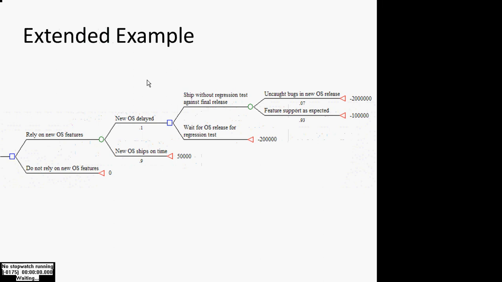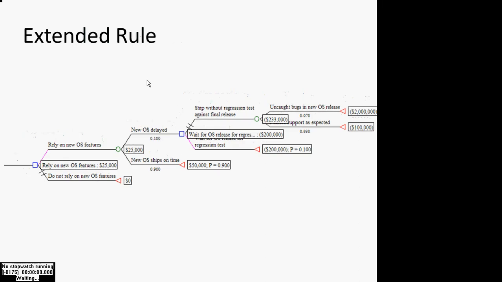This involves some risk, because if there's uncaught bugs in the new OS release, in other words, if we haven't done the testing against the very final release of the software, we may be caught in a bad situation. Otherwise, if the feature support is as expected, there's no surprises in the final release compared to the release candidate, then we maybe lose less money. So here's a decision tree that involves multiple levels, and we can do the same sort of rollback on this. We can take this and successively roll it back, and this will give us a decision rule.